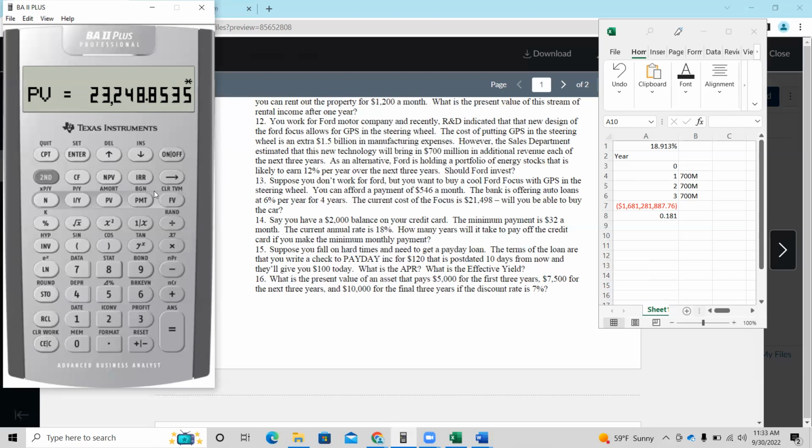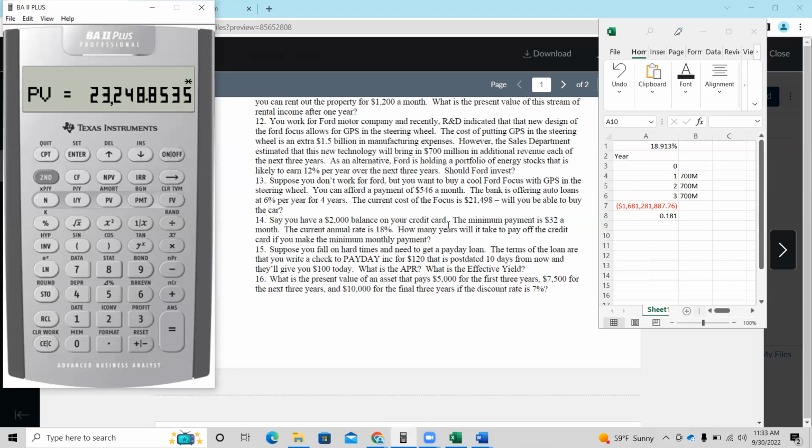Let's continue. Number 14 here. So say you have $2,000 balance on your credit card. The minimum monthly payment is $32 a month, and the current annual rate is 18%. How many years will it take to pay off the credit card if you make the minimum monthly payment? All right. So this is going to be an important problem. Let's talk about this for a second.